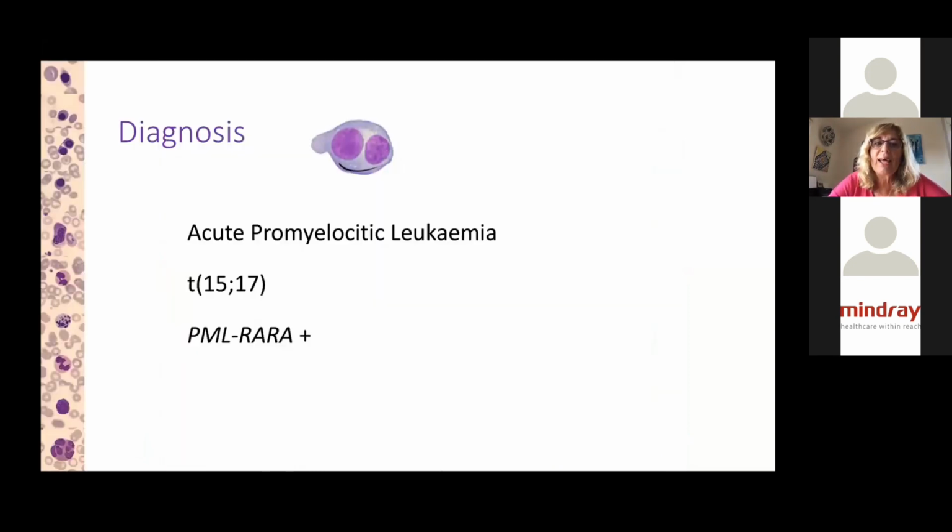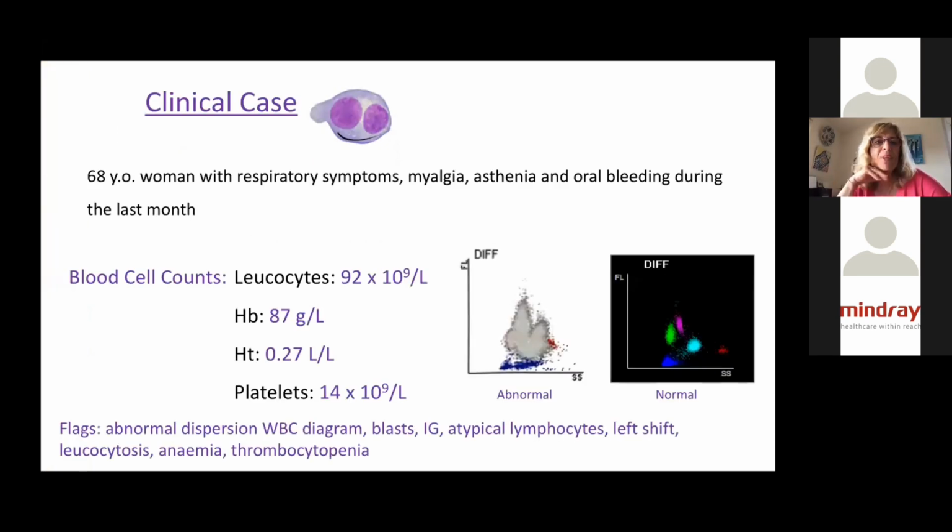Diagnosis was an acute promyelocytic leukemia. It was demonstrated because the patient has a translocation 15-17, and also the PML-RAR alpha was positive.